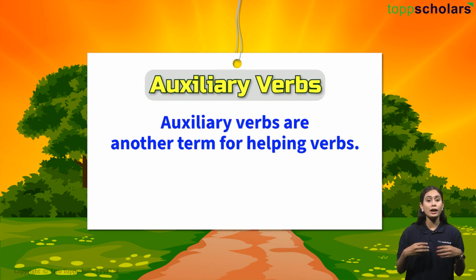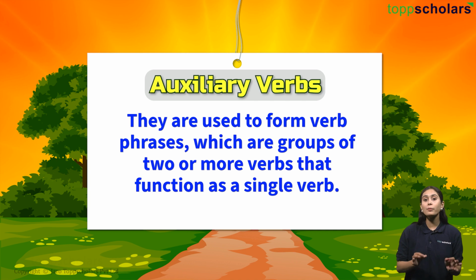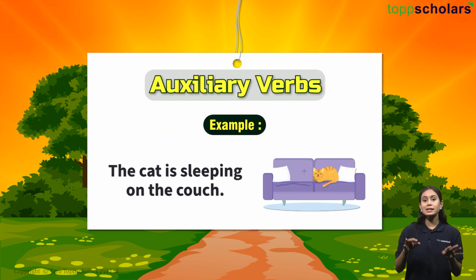Auxiliary verbs are another term for helping verbs. They are used to form verb phrases, which are groups of two or more verbs that function as a single verb. Example, the cat is sleeping on the couch.